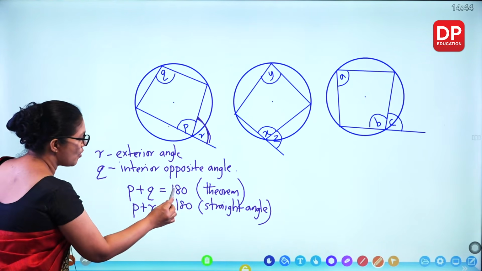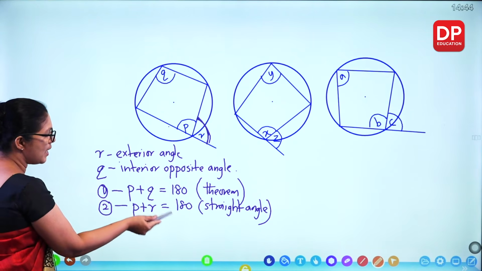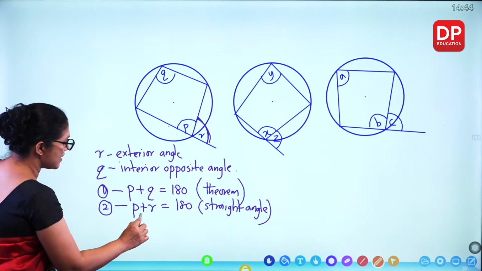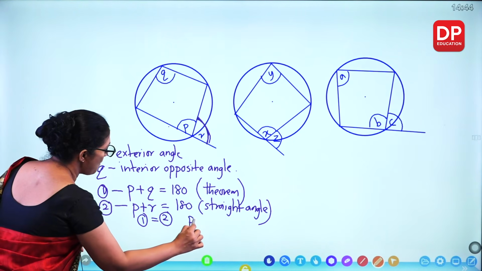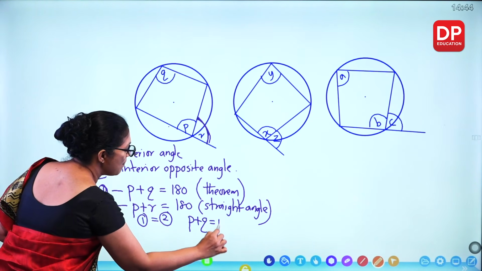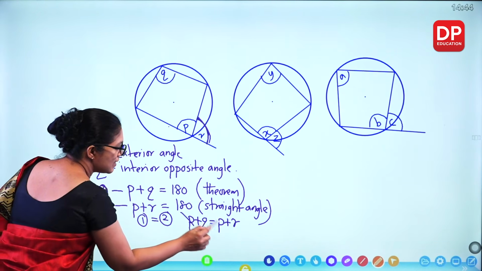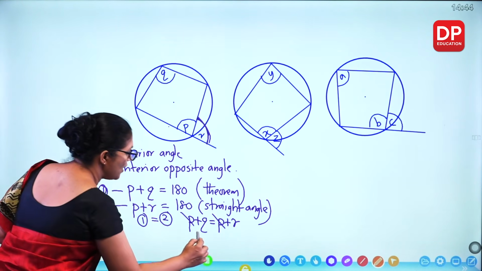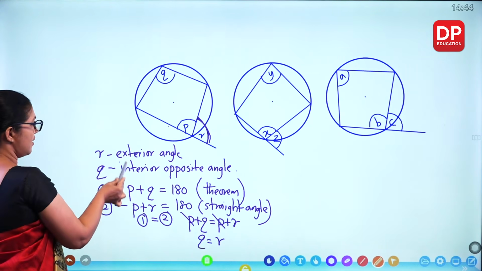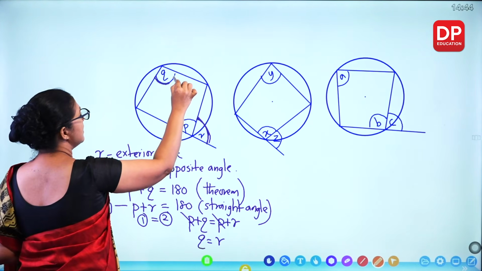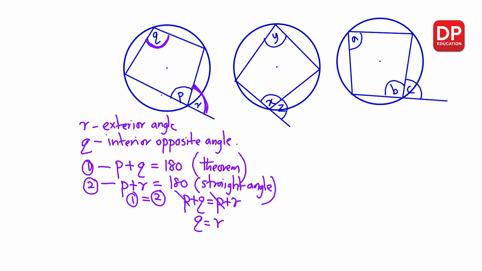So what can you say about these two? Both are equal to 180, so we can equate the left hand sides. 1 equals 2: P plus Q equals P plus R. Subtract P from both sides, this one gets cancelled out, and we get Q is equal to R. This angle is equal to this angle.